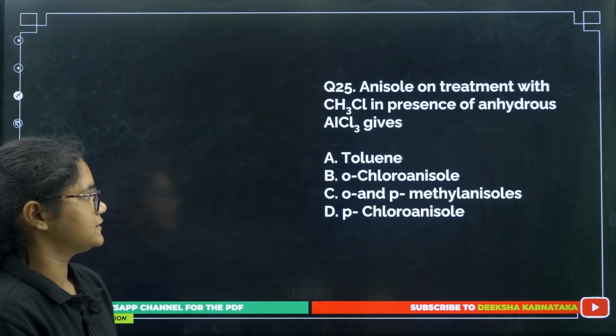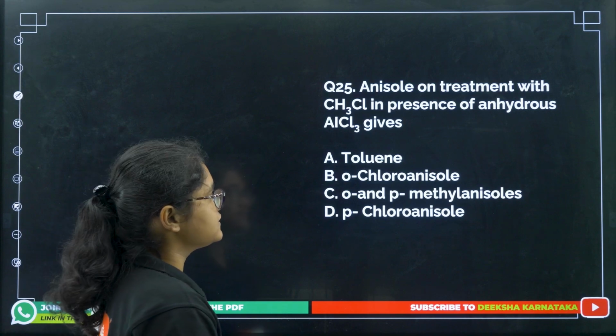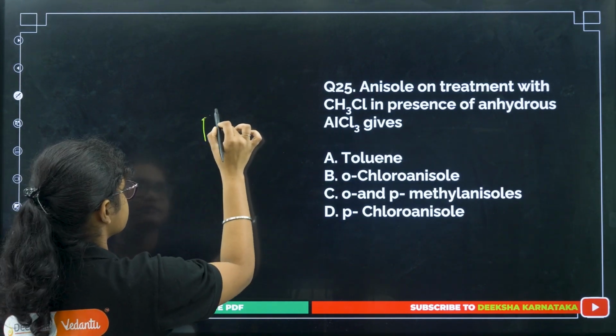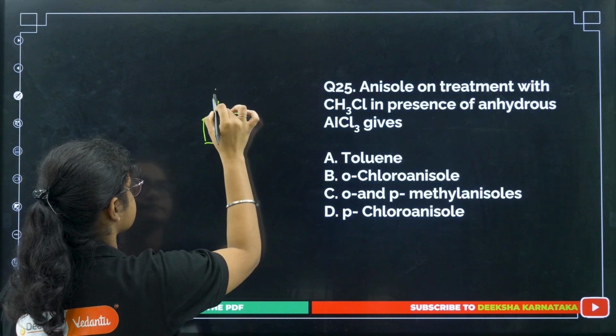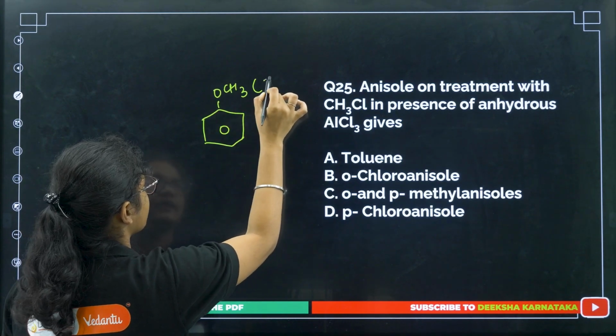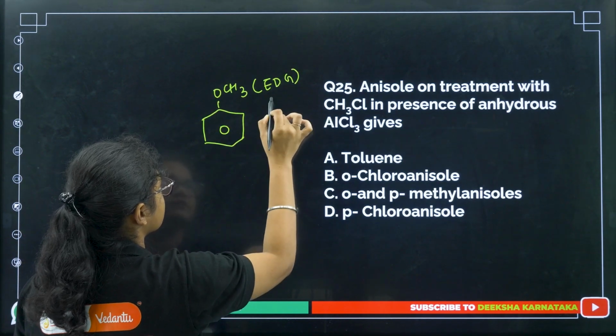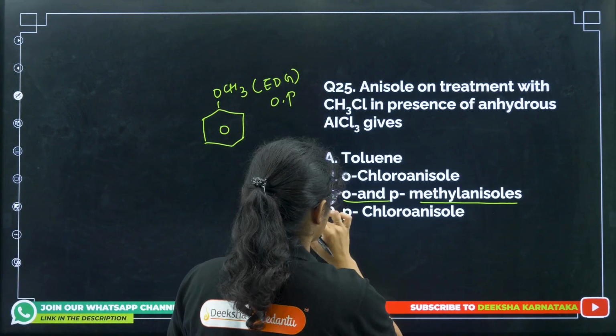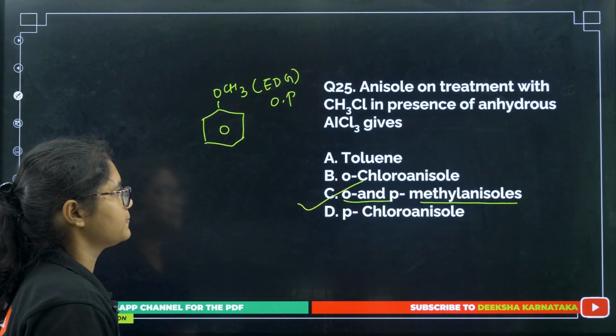Okay. Next, anisole on treatment with CH3Cl in presence of anhydrous AlCl3 will give you. So anisole structure you should know, OCH3. Right. So this is an electron donating group, so there will be ortho para substitution. Right. So we will get ortho and para methyl anisoles, option number C here.